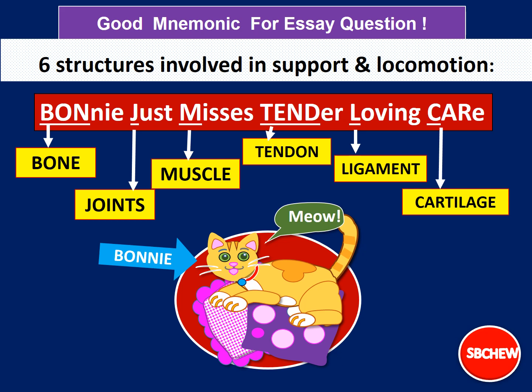Boney just misses tender loving care. Boney may be a cat who was lost and then was found again. BON for bone, J for joints, M for muscle, TEND for tendon, L for ligament, and CAR for cartilage.